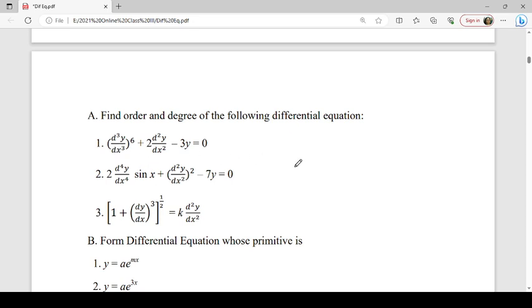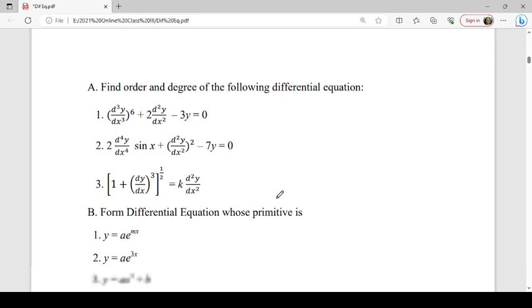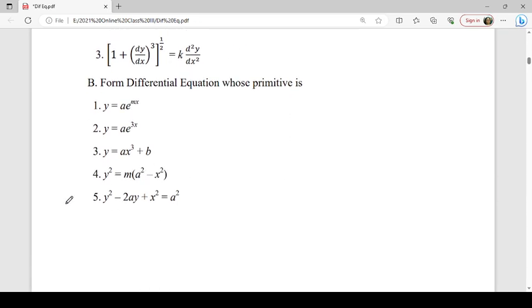So we can try these values for order and degree. Here the order is 3 and the degree is 6. Here the order is 4 but the degree is 1, because the highest order derivative has power 1. So these are some examples you can try.